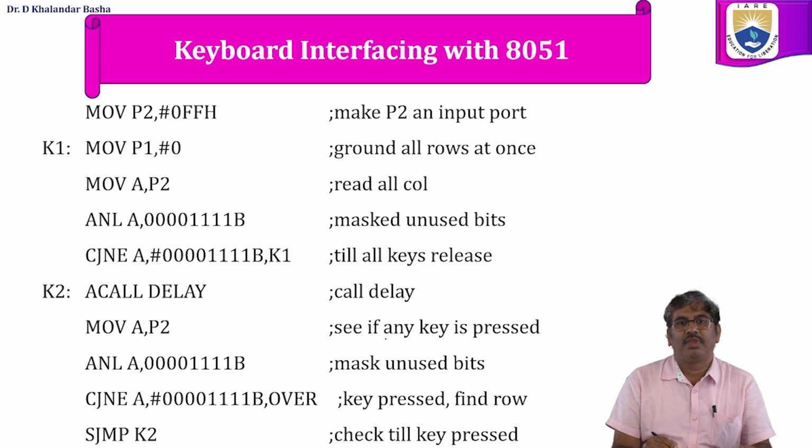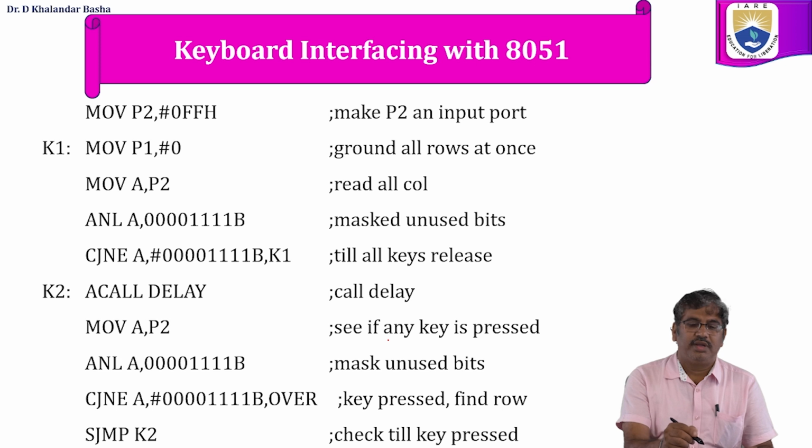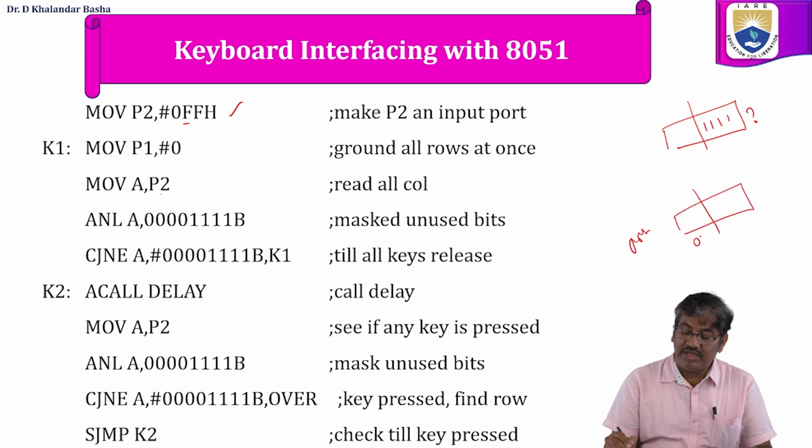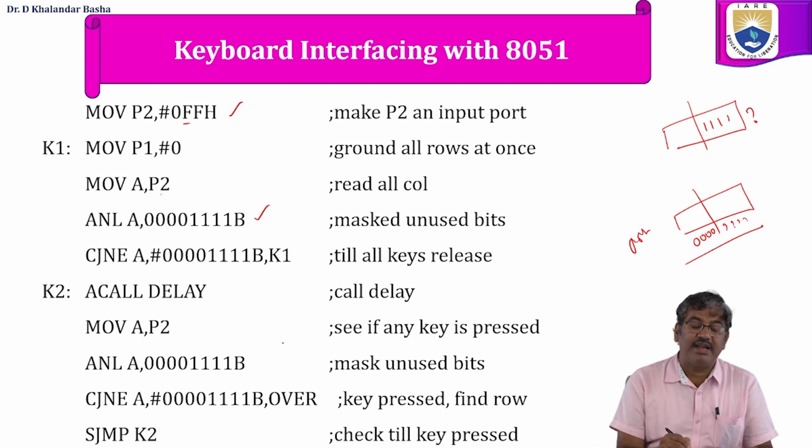Now we will see the program. To configure port 2 as an input port, we write FFH to port 2. As it starts with an alphabet, prefix it with 0. Clear port 1. Next, move A, port 2, to read the columns. Once we read the columns, we want to examine only the lower 4 bits, whether they are 1, 1, 1, 1 or not. So whatever port 2 value we read, we clear the upper 4 bits, and the lower 4 bits are retained as they are. For that, we go for ANDing with 0FH.